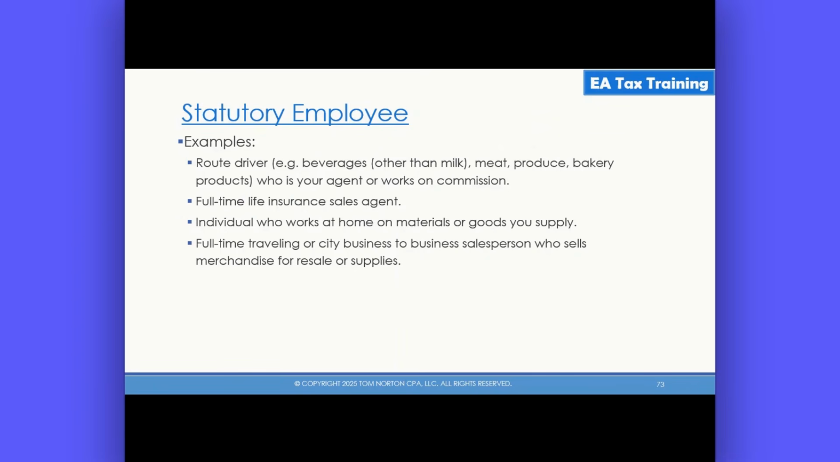And then a full-time traveling or city business-to-business salesperson who sells merchandise for resale or supplies. So this, again, is for business-to-business sales. So this could be someone who is selling to stores. They've got a product. They're going business to business, and they are selling this product to stores who are then, of course, going to resell it to the retail customers that come into their store. Those salespeople can be considered statutory employees.